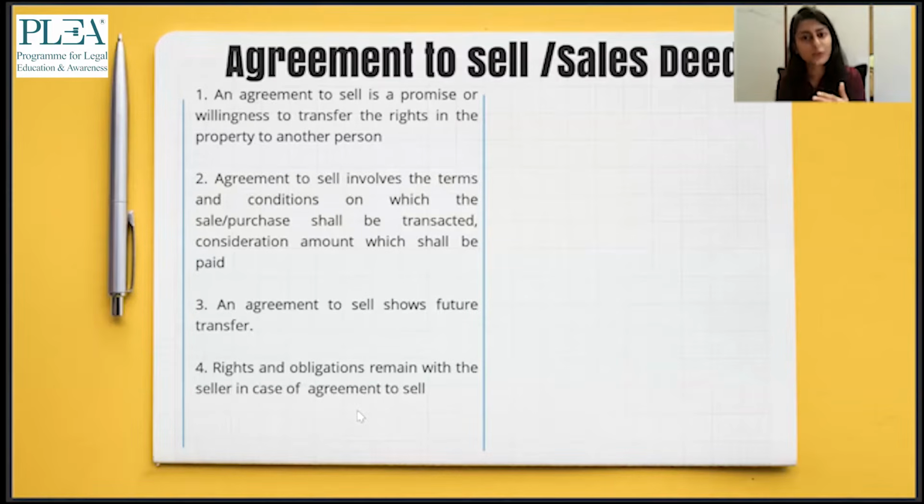So on the basis of that, you prepare an agreement for sale so that it remains as evidence for you and for the client, for the buyer or for the seller, that such and such transaction has taken place. Then third, an agreement to sell shows future transfer, as I said. And then rights and obligations, of course, are recorded in the agreement for sale as well. So this is the agreement for sale, which comprises the futuristic transaction.